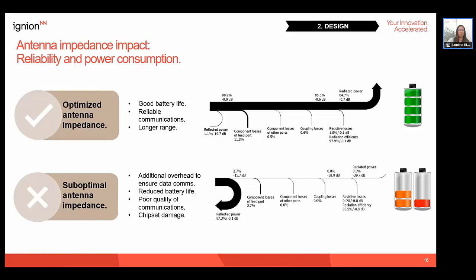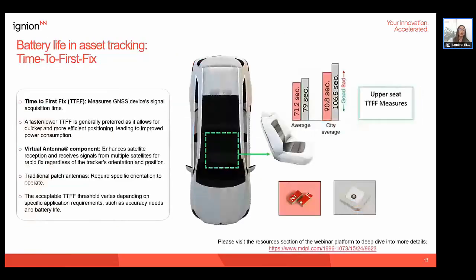And linked with the battery life, we have one concept called time to first fix, that measures the GNSS device signal acquisition time. What does it mean? When we have a tracker in the middle of the sea, this tracker will be searching for satellite signals. So the time it takes to link the device with a satellite is the time to first fix. If we can avoid spending a lot of time in this mode, we will also be saving a lot of battery. And that is a very important point.